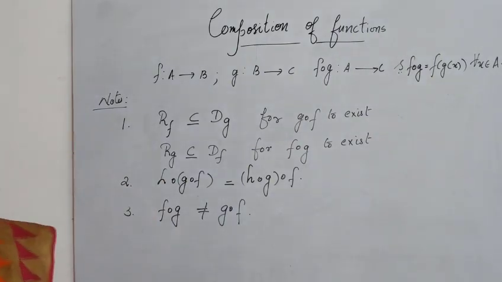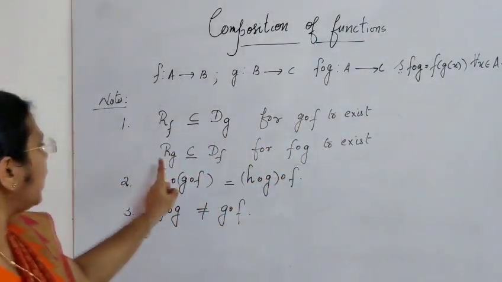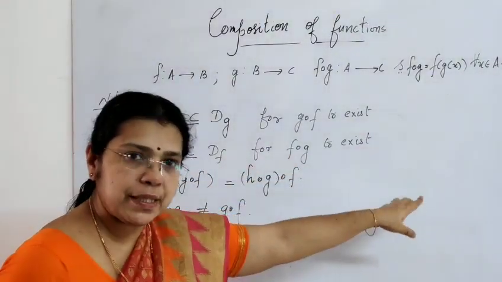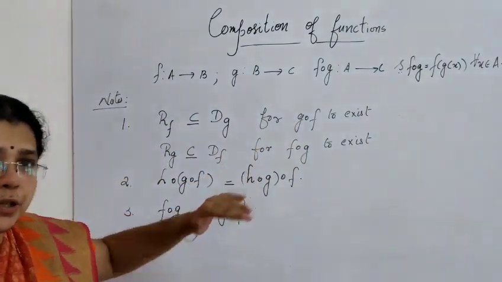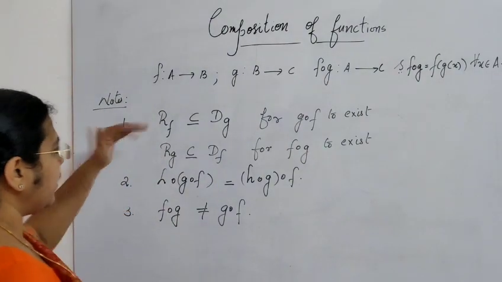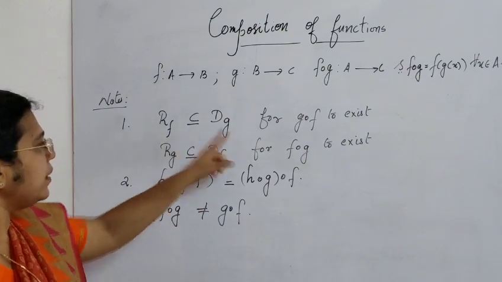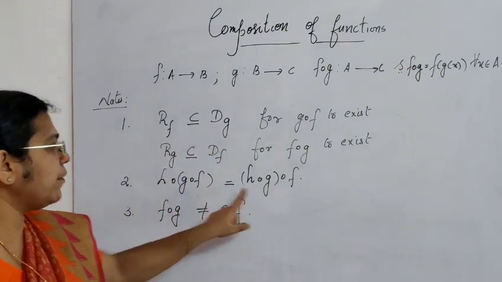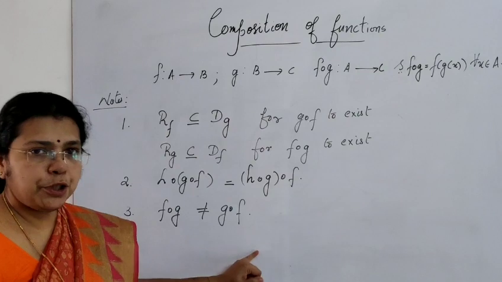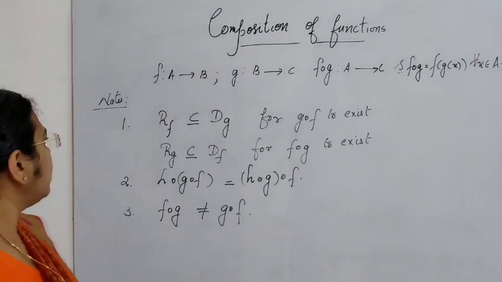Once again, the range of f is a subset of the domain of g for gof to exist, and the range of g is a subset of the domain of f for fog to exist. If you want more clarification on this, you can draw that diagram, that figure which we had discussed in the former session, and see that this is true. Now ho(gof) is the same as (hog)of. Now fog is not the same as gof. This is something which we had already discussed. So these are the three listings that come under the note.